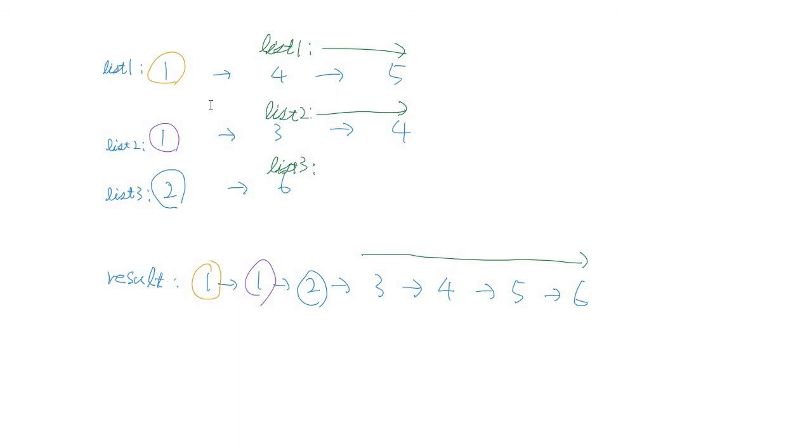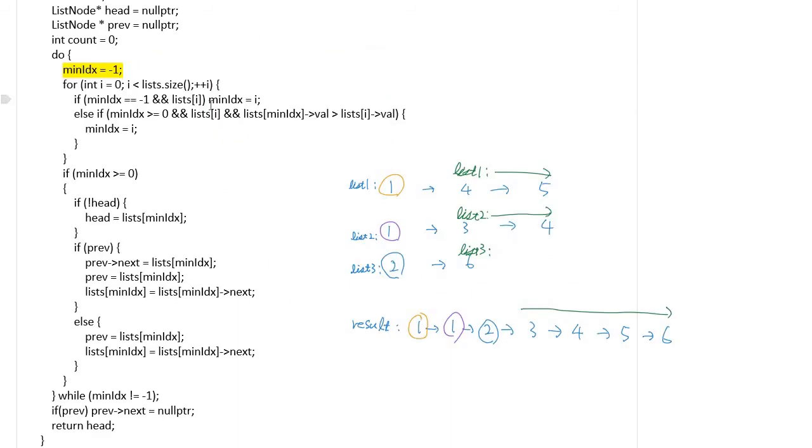Let's see the code. At the beginning, the min index is initialized with -1. Min index is used to store the minimum list index among lists 1 to 3. Using a for loop, we are finding the minimum value node by comparing the list value with the previous minimum value. So the smallest value index is updated in min index.